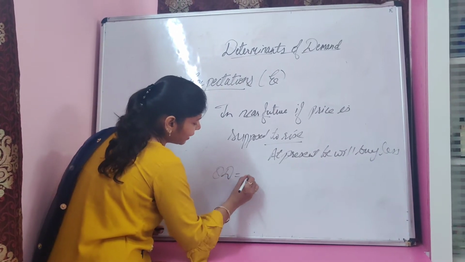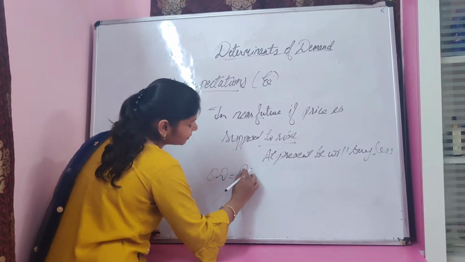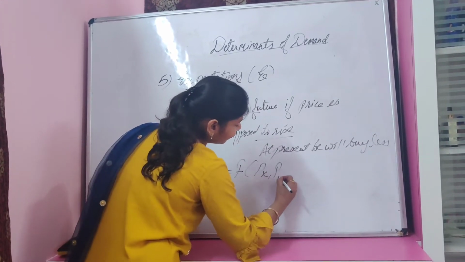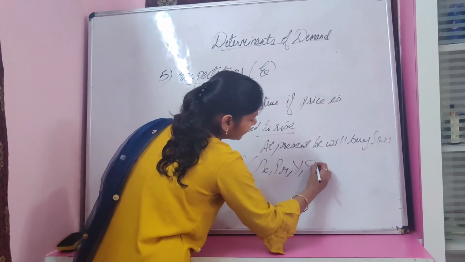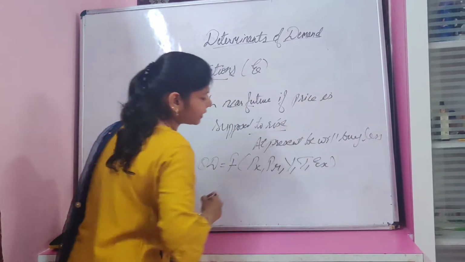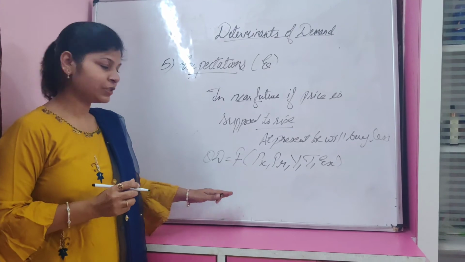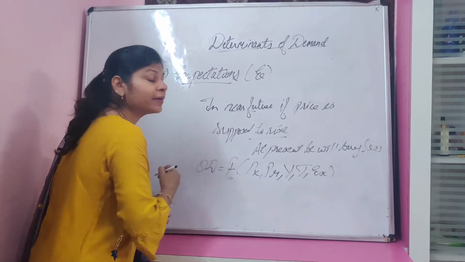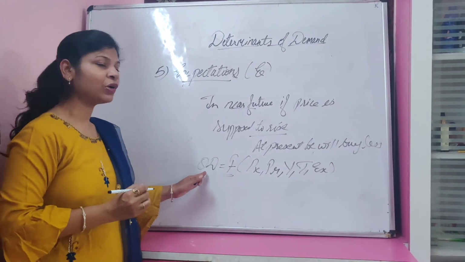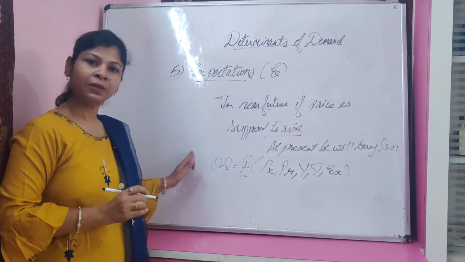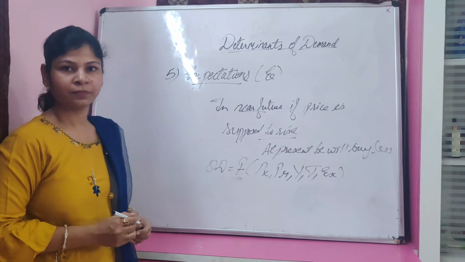So quantity demanded is a functional relationship between price of own commodity, price of related goods, income, taste and future expectations. All these five elements are part of the individual demand function. Here, functional means a relationship which shows the relationship between quantity demanded and other determinants.